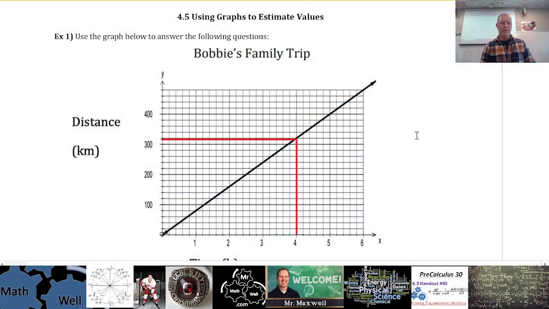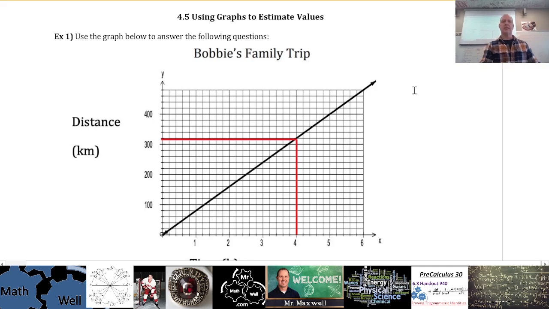All right, section 4.5, Math 9. It's entitled Using Graphs to Estimate Values. We talked a little bit about this, I think, in the very first section, when we looked at what a graph was and what the information on the graph was. We're going to explore this a little more deeply today. I think this is a bit of a shorter lesson, so that might be good.